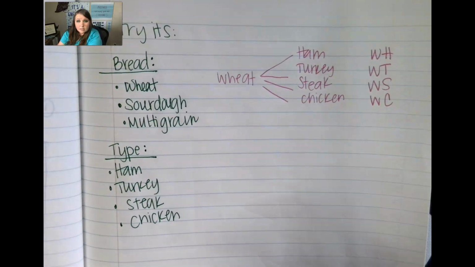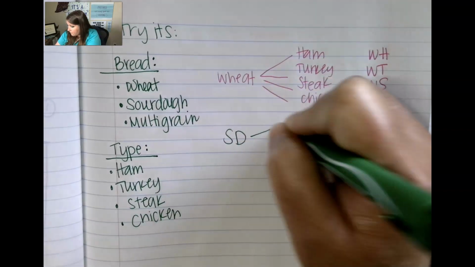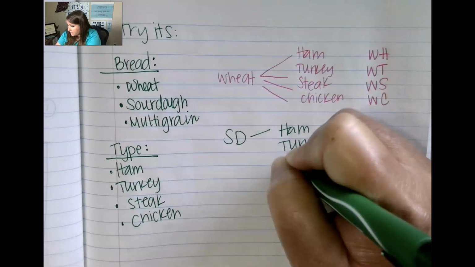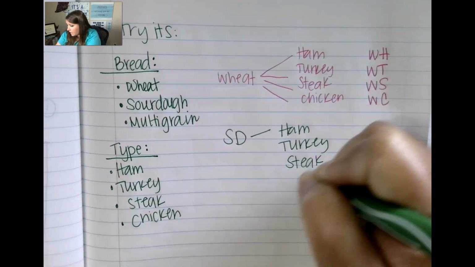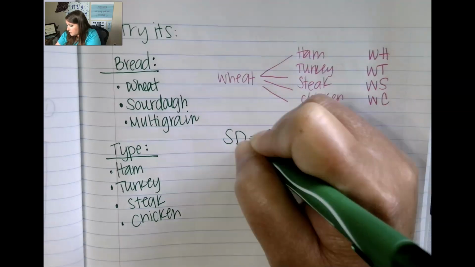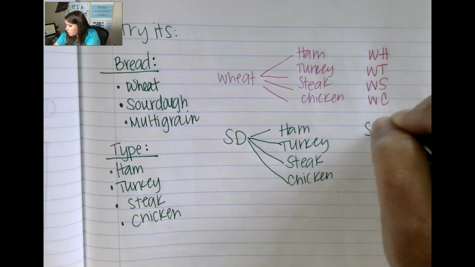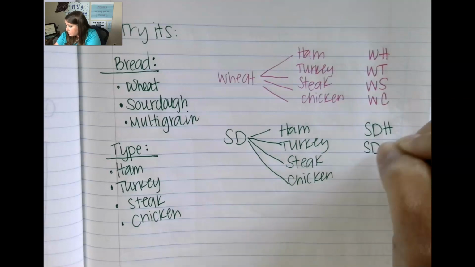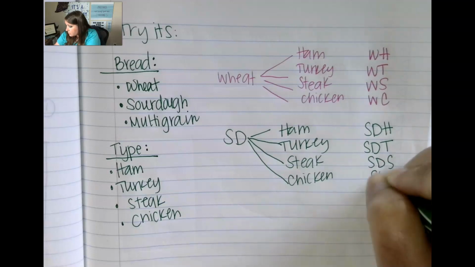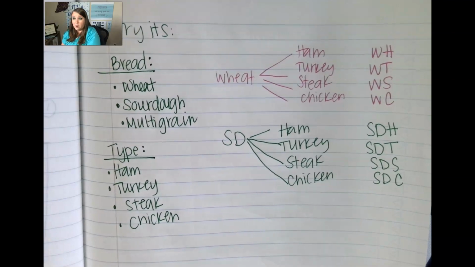Okay, on sourdough. Sourdough can have ham, turkey, steak, and chicken. So the outcomes of the sample space are sourdough ham, sourdough turkey, sourdough steak, and sourdough chicken. So far we're up to 8 outcomes.